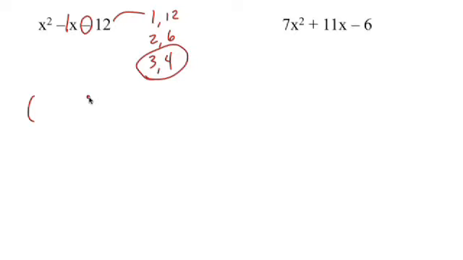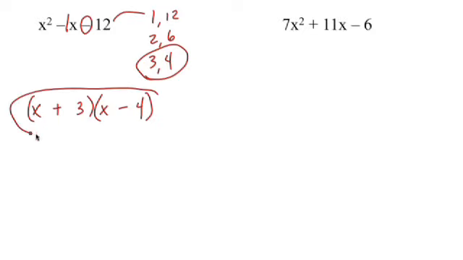So you put your two sets of parentheses down here. Your x always goes in the first position. The 3 and the 4 can be in any order. And then you say, all right, I want a negative 1 when I subtract these two. So the 4 is going to have to be the negative value. The 3 is going to have to be the positive value. And that's it. That one's factored.